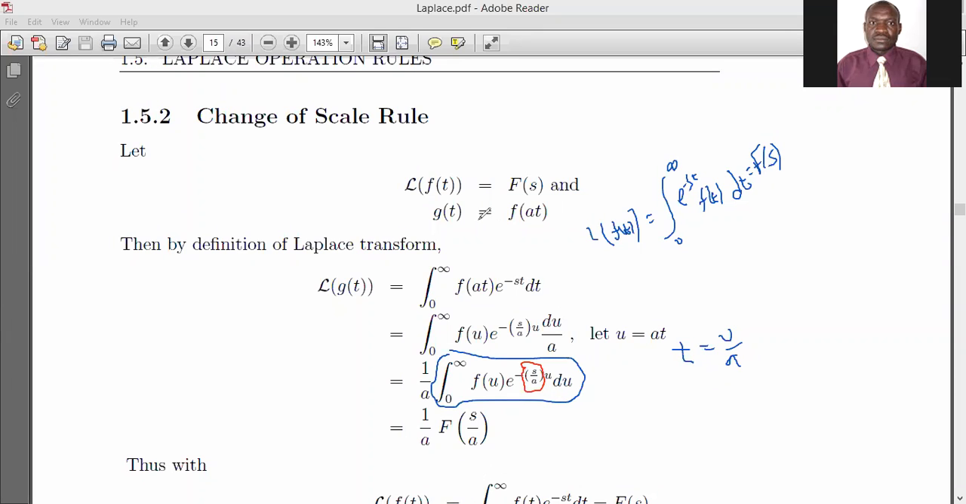So if I have a certain GT, is that okay? If this is 2T, my GT is F of 2T, but that whole thing is 2T, then I simply have 1 over 2, then F of S over 2. Then I look for F of S over 2, which will have come from this integral.